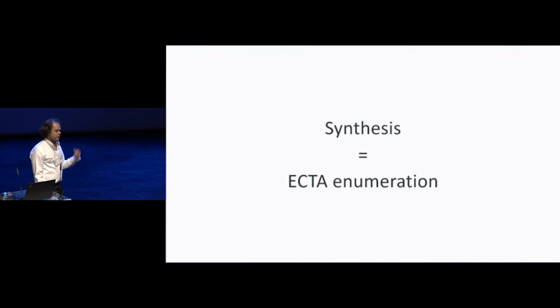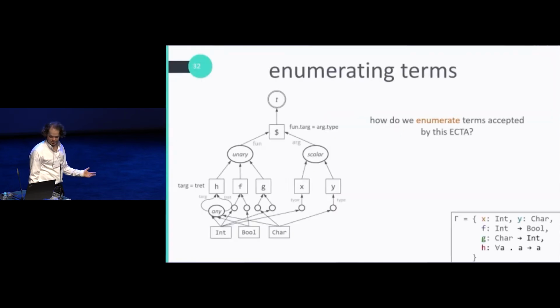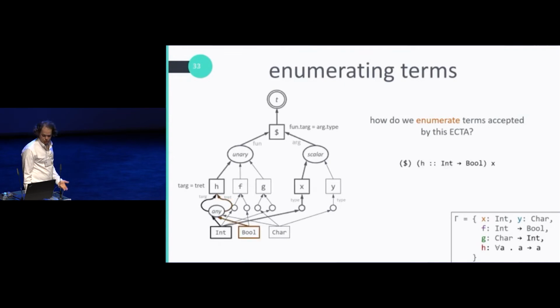So why do we care? Well, we care because we can actually get these type-safe terms out of this very fast. In fact, the implementations I showed you earlier of our tool, all it does is build an ECTA that represents the space of things you want, and then ask it to give me the satisfying terms. But doing that's actually not so trivial. So we'll look at this ECTA again.